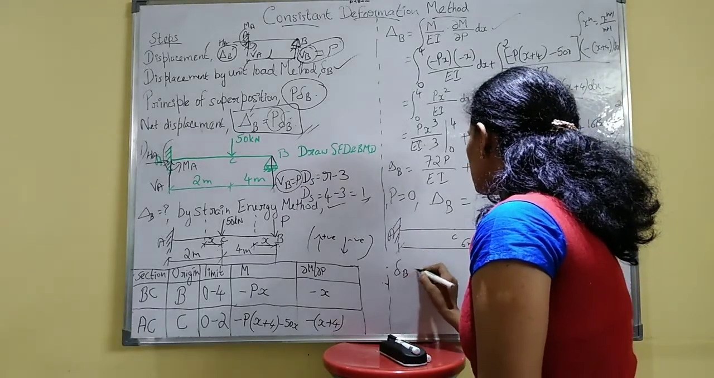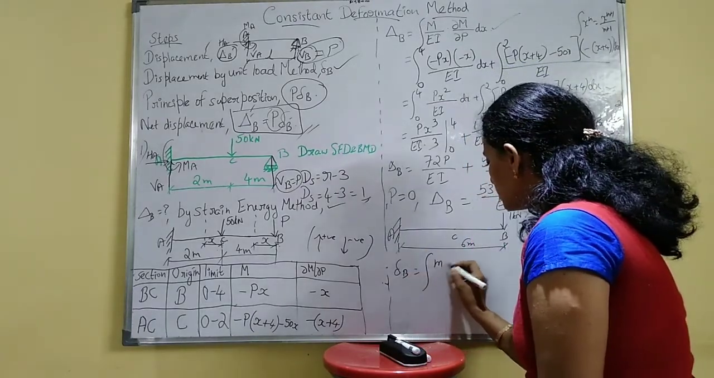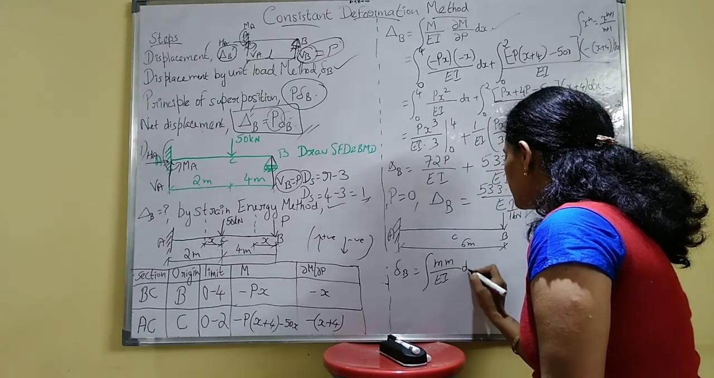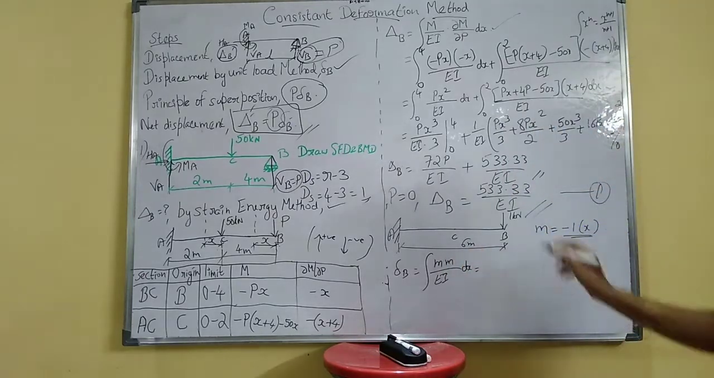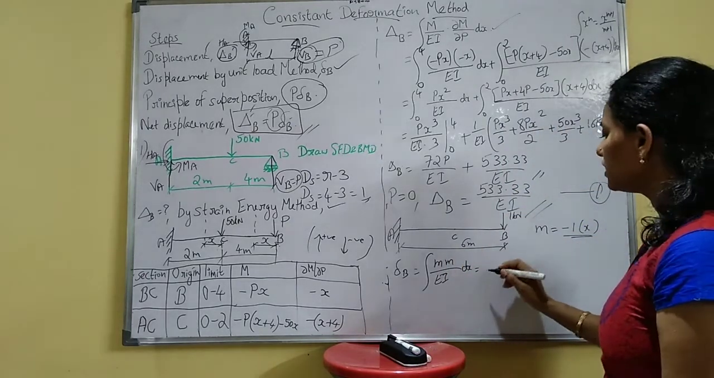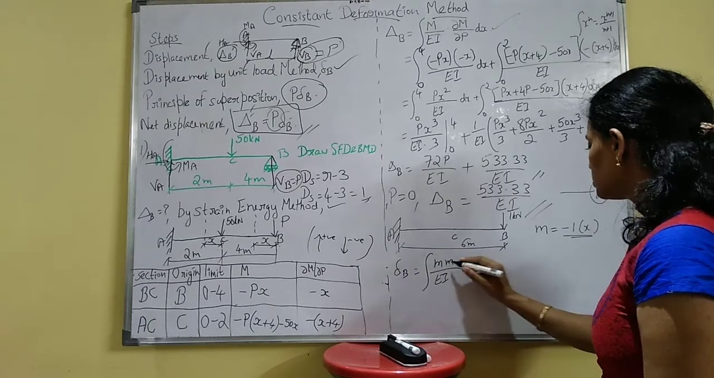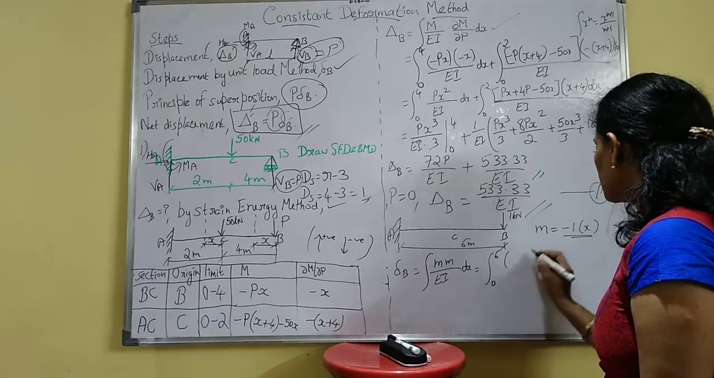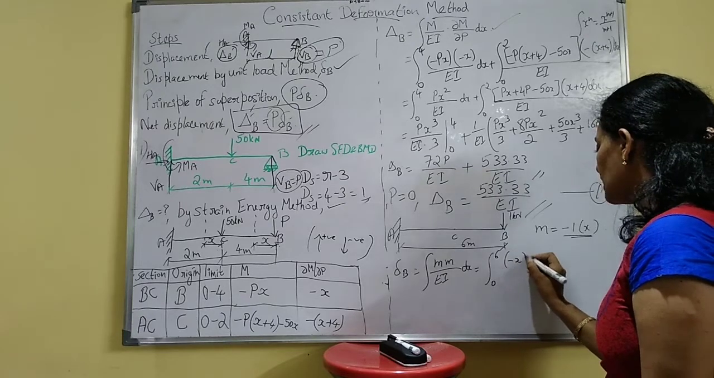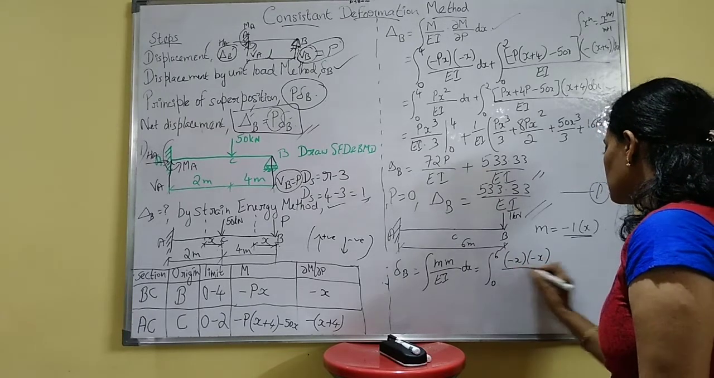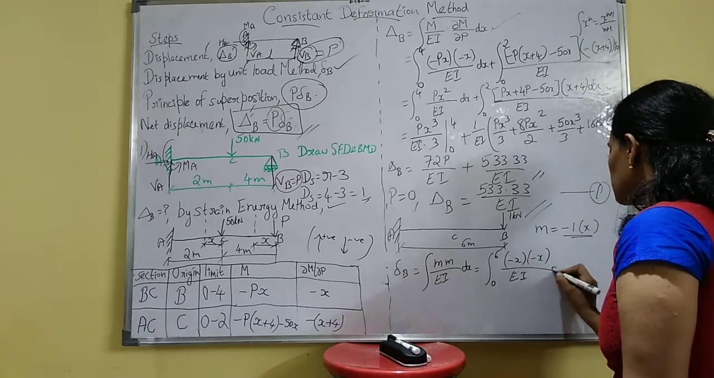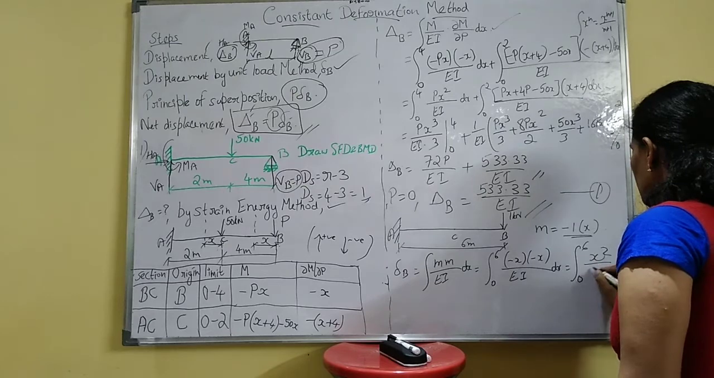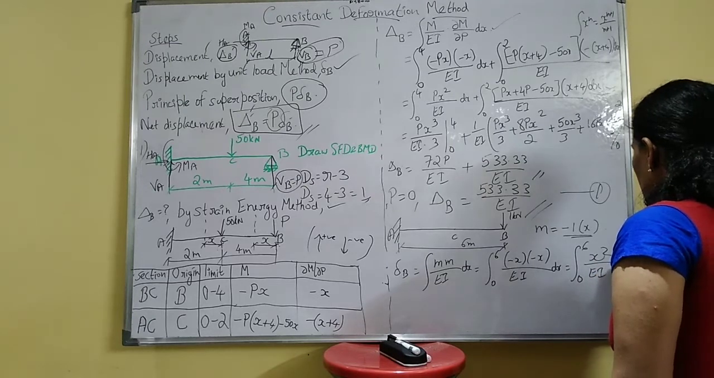For that, capital delta B formula is integral of small m into M divided by EI dx. This is your formula, while removing all the load and applying the unit load. So what is m? Limit is 0 to 6. m is minus x. So minus x into minus x divided by EI into dx, that is 0 to 6, x square by EI into dx.